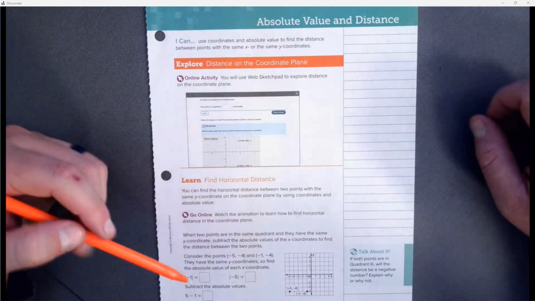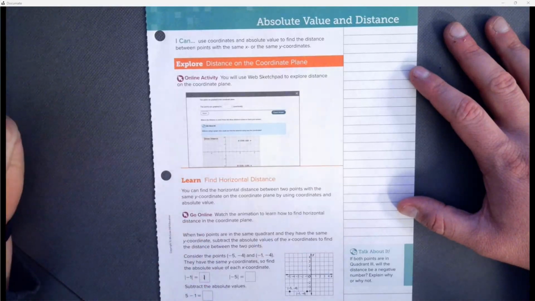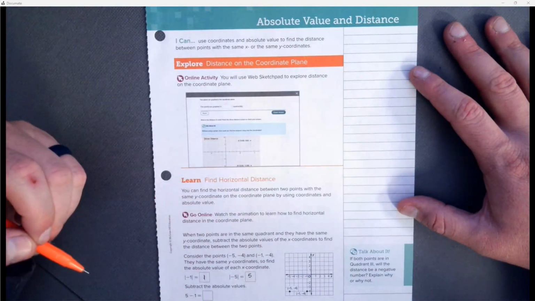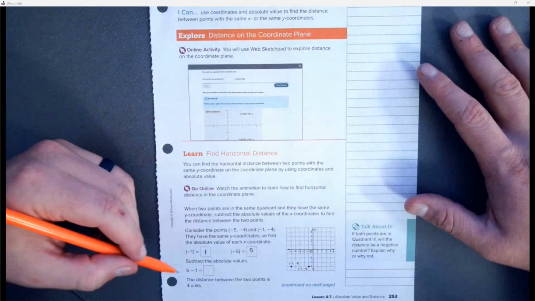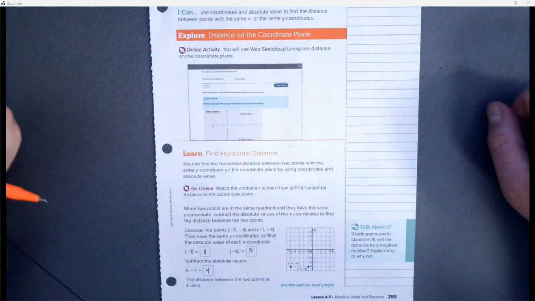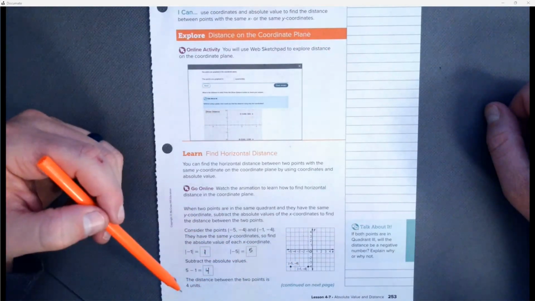So absolute value of -1 is 1. The absolute value of -5 is 5. So we're going to subtract the absolute values. 5 minus 1 is 4. So the distance between the 2 points that we have graphed is 4 units.